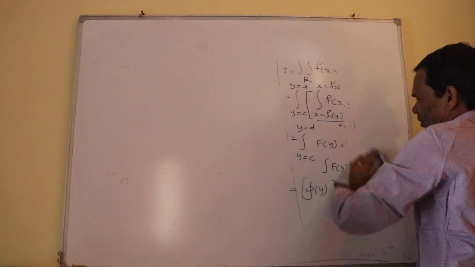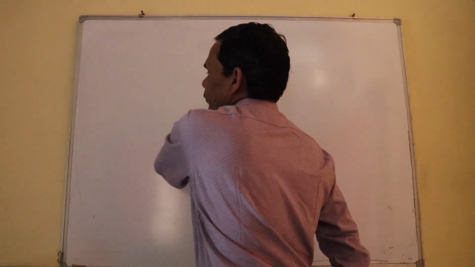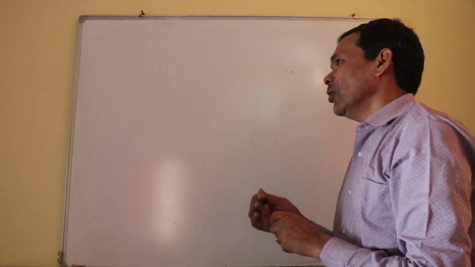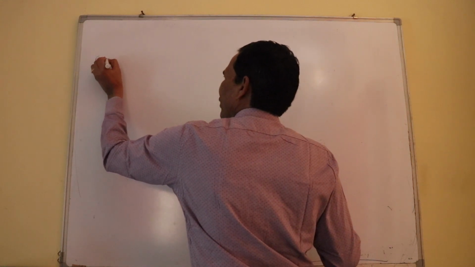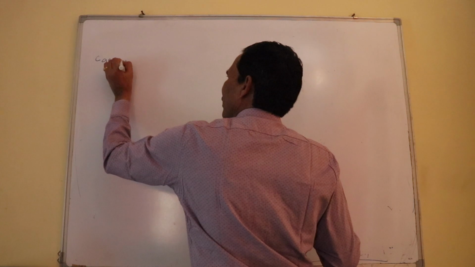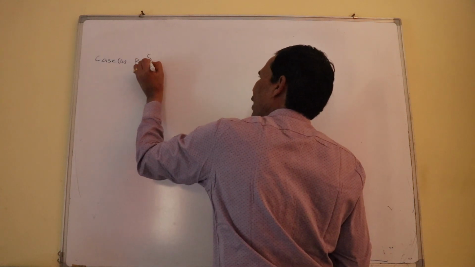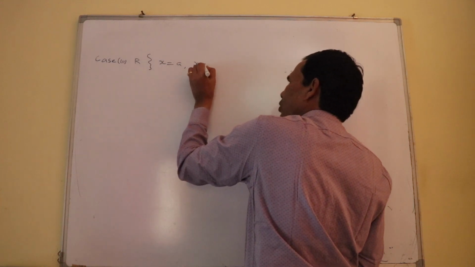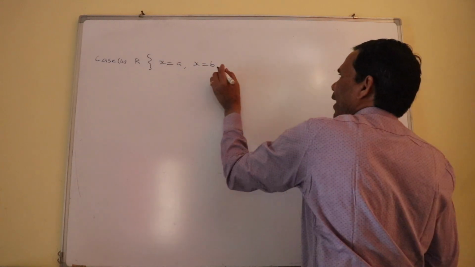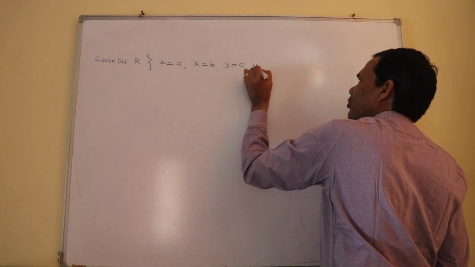But there is case number 3, where x and y both having constant limits, where the domain, case number 3, it is something like this: double integration over R, x is equal to a, x is equal to b, y is equal to c, and y is equal to d.